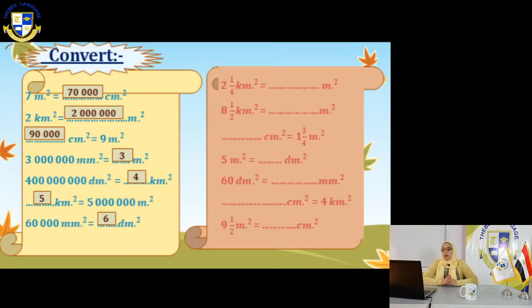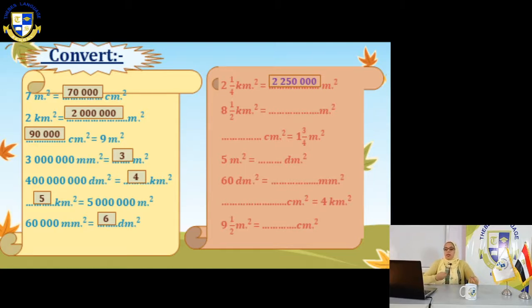If we want to convert from 2¼ squared kilometer into squared meter, excellent, from big to small, multiply. 2 will be 2 million. And a quarter, 250,000. Add them together, it will be 2,250,000.